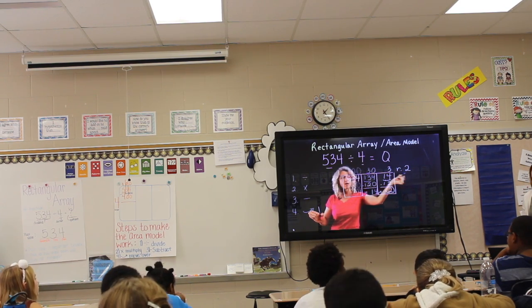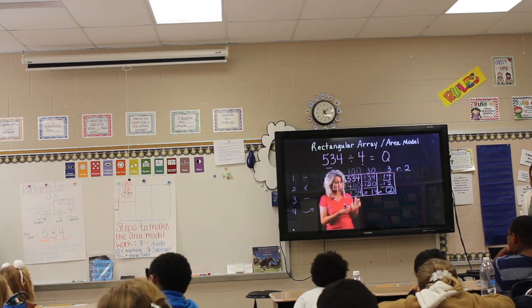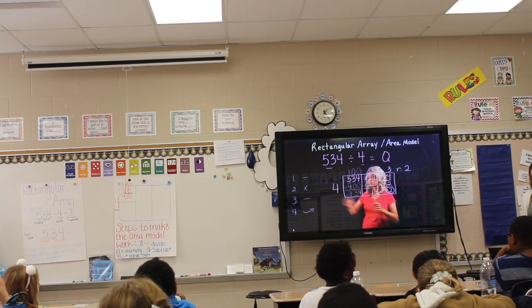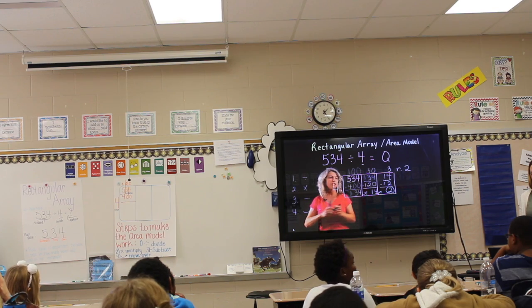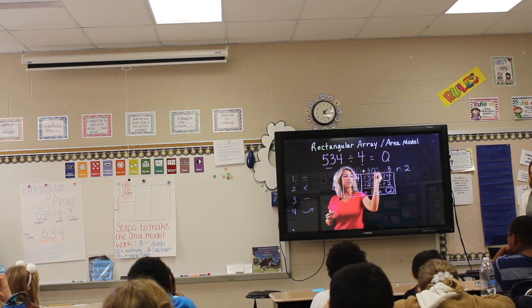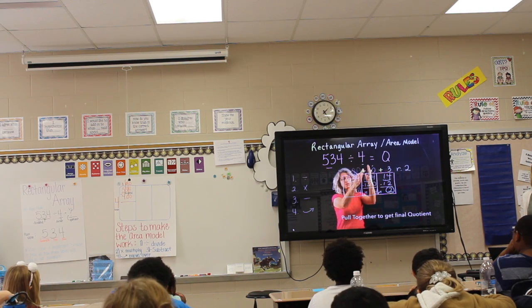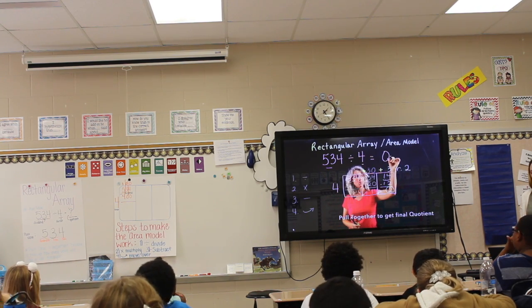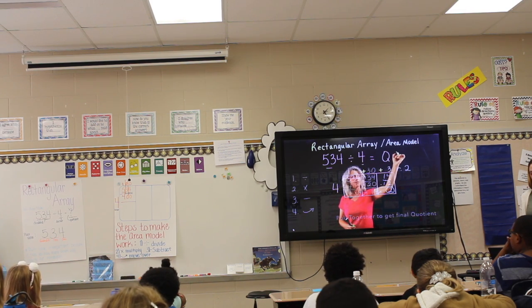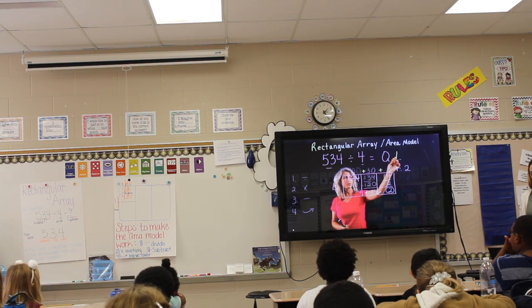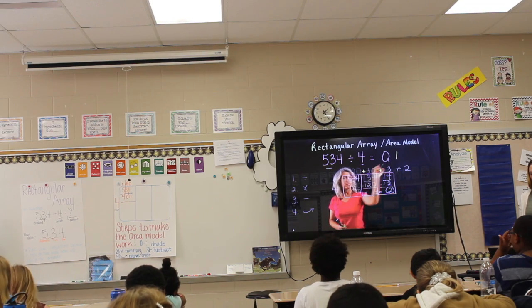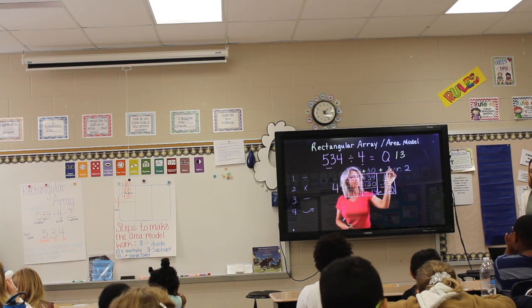All right, now this is the fun part. This is the part my students love. Pulling it all together, this is like an expanded form problem. We're going to pull it together and get our final quotient. So we have 1 that is in the hundreds space, 3 that is in the tens.